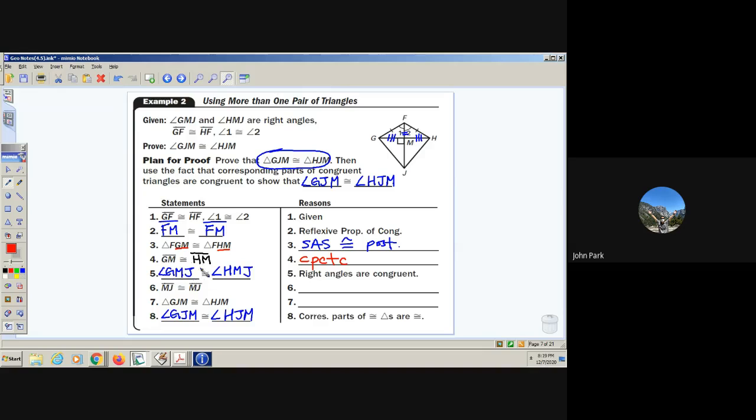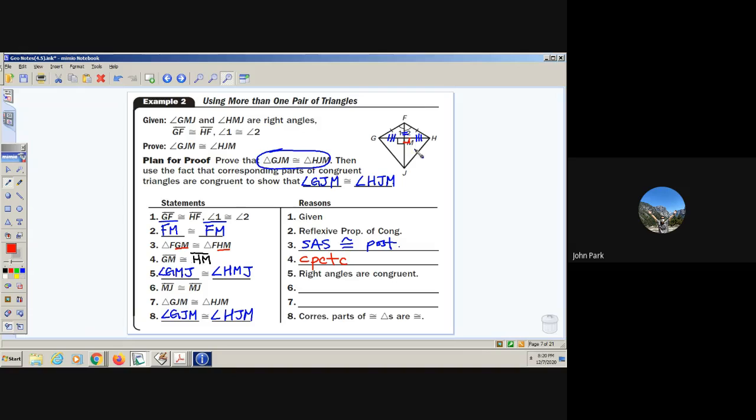And because they are right angles, they're going to be congruent to each other, right? Because that's the right angle congruence theorem. That means all right angles are congruent. And so you could even mark it here that the angle on the left is congruent to the angle on the right. Okay, so that's the right angle congruence.